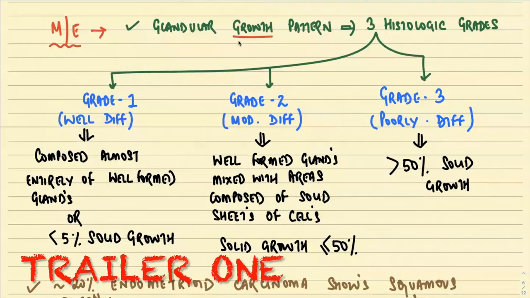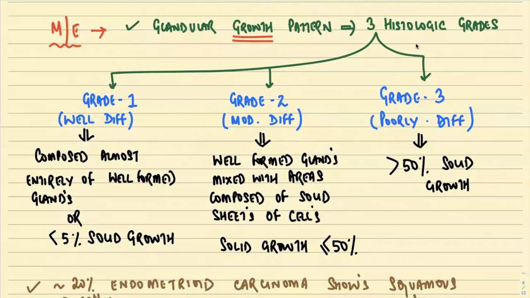There is a glandular growth pattern which is very similar to the normal endometrial tissue. Now, there are three important histological grades that you have to remember. There is a grade 1 or well-differentiated endometrial carcinoma, grade 2 or moderately differentiated endometrial carcinoma, and grade 3 or poorly differentiated endometrial carcinoma. Now, this grading is basically based on the amount of solid architecture or solid growth. So grade 1 tumors have less than 5% solid growth. That means more than 95% of the tumor is composed entirely of well-formed glands.